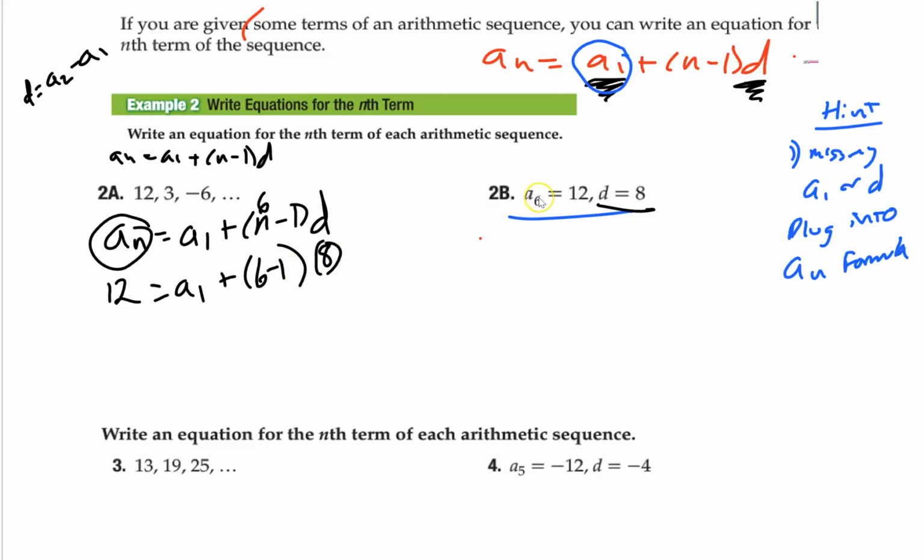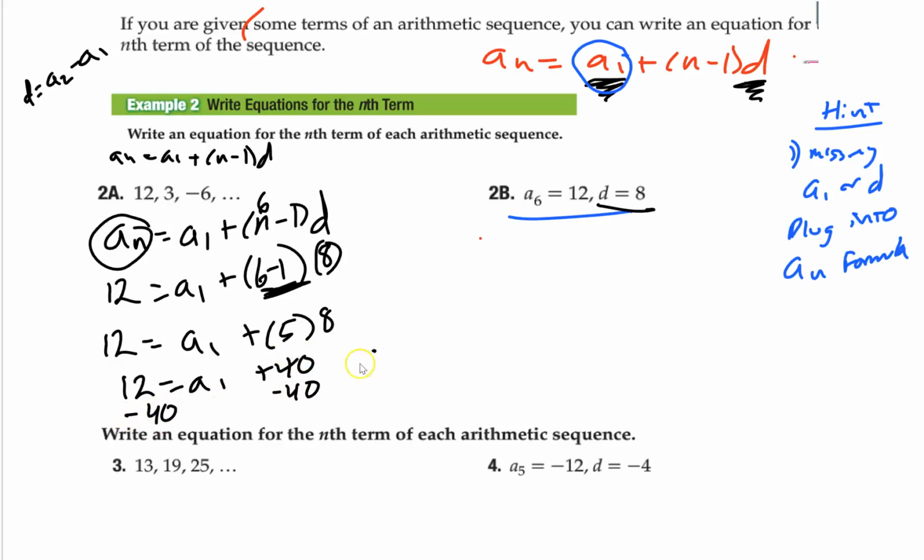Again, when you plug in 6, it equals 12, and my common difference is 8. The only thing you're missing is A1. So let's do some math. Do this first, order of operations. I get 12 equals A1 plus 40. Subtract 40 from both sides. A1 equals negative 28. So now I have my A1.